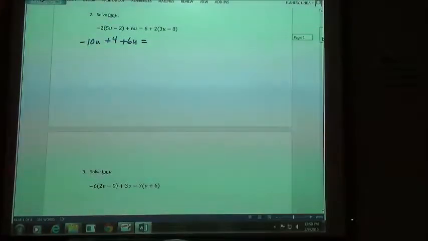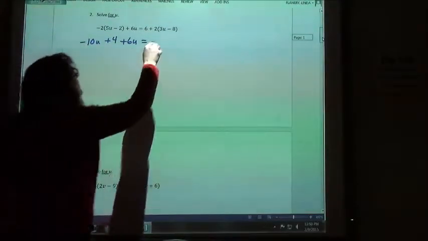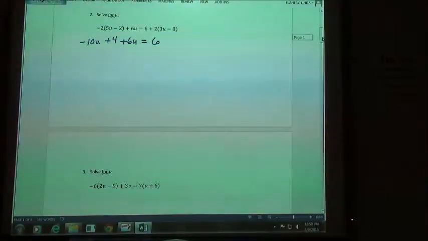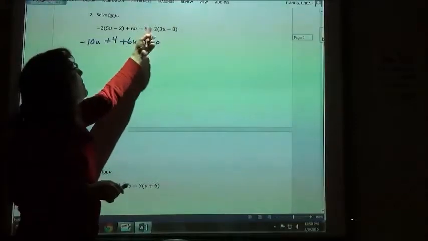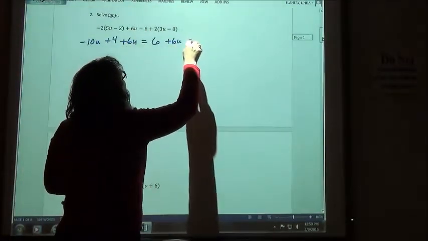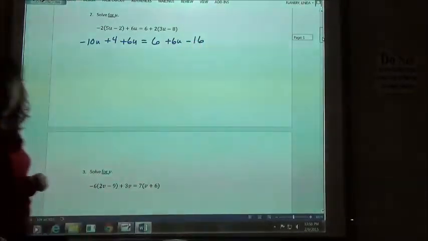Equals. On the other side, we're going to bring down the 6. And then don't put your sign until you actually multiply because you want the sign of the answer. In this case, it's not going to change, but sometimes it does. Negative times positive 6u, and negative 16 when I multiply those by 2.